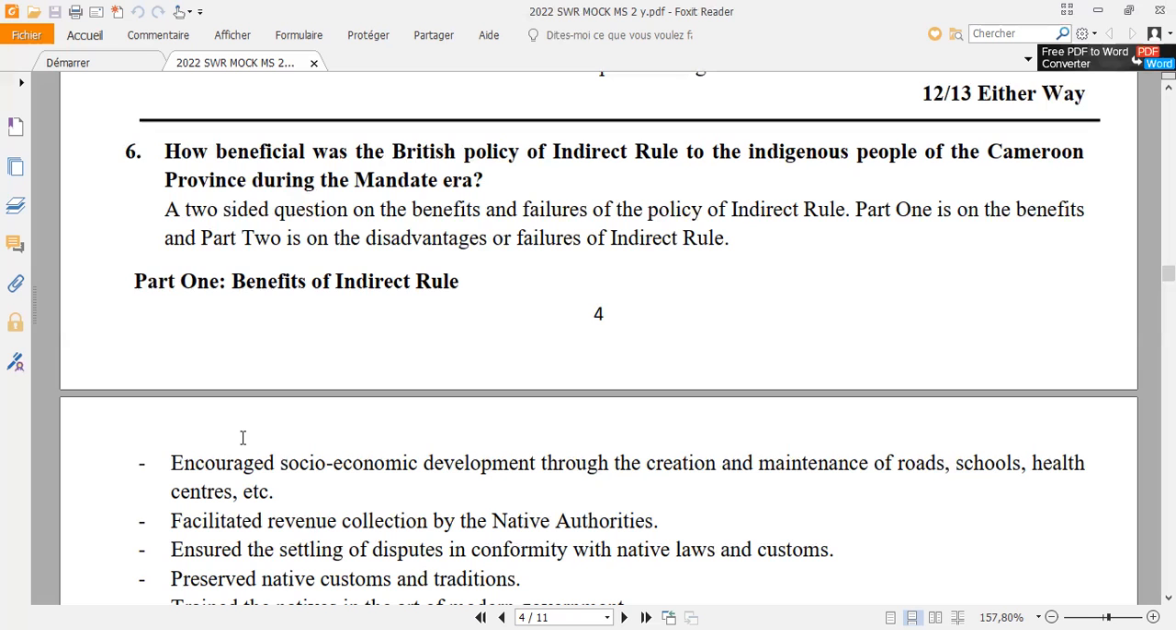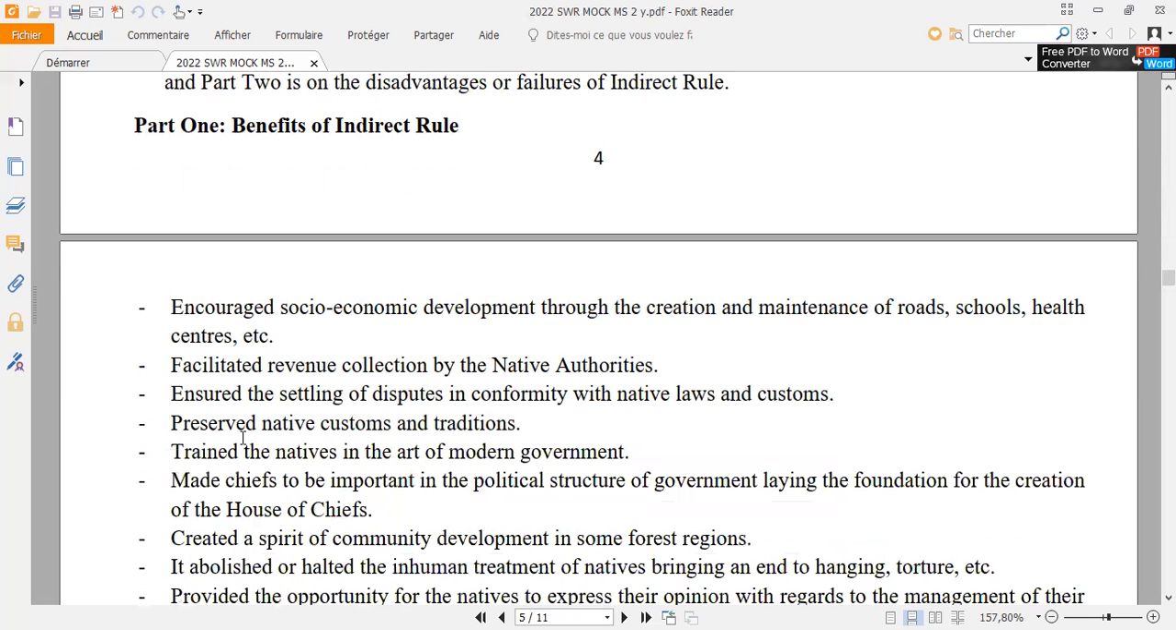So part 1, benefits or advantages of indirect rule, like for example, it encouraged socio-economic development through the creation and maintenance of roads, schools, and health centers.